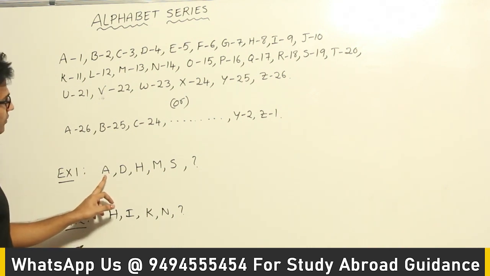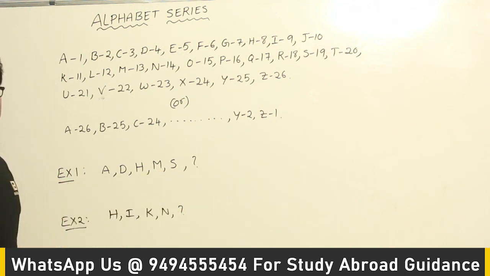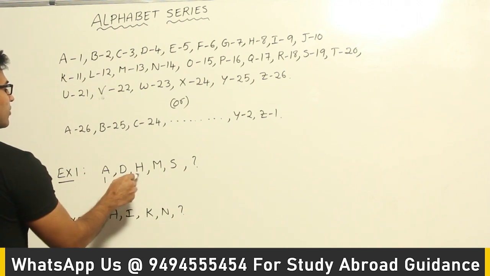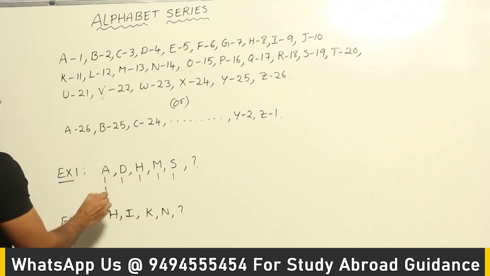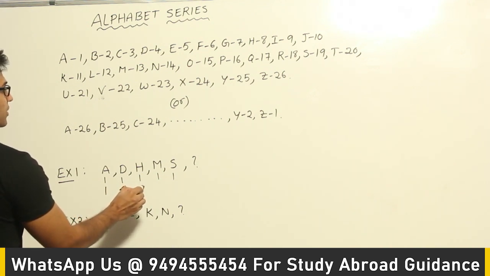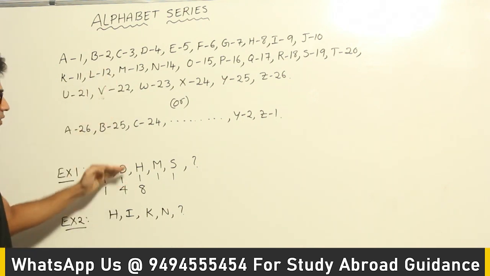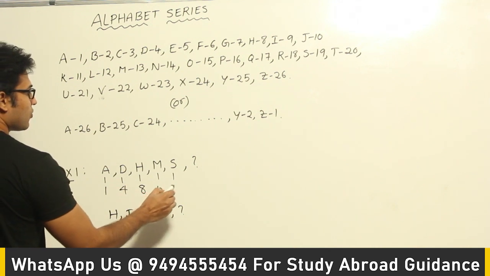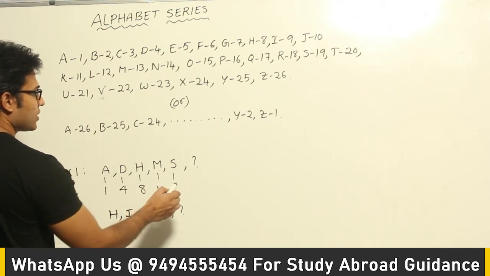Now let us say in a series A, D, H, M, S are given, and we are supposed to find out what the next letter is. One simple way is to convert this into numbers, then you can easily find it out, right? Now what does A stand for? 1. What does D stand for? 4. What does H stand for? 8. So it is always better you have this table when you are going to write it, okay? And what does M stand for? 13. And what does S stand for? S is standing for 19, right?